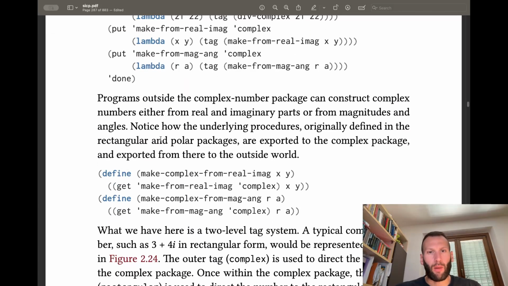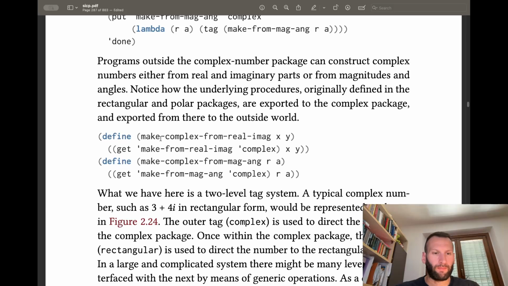Programs outside the complex number package can construct complex numbers either from real and imaginary parts or from magnitudes and angles. Notice how the underlying procedures, originally defined in the rectangular and polar packages, are exported to the complex package and exported from there to the outside world. Okay?